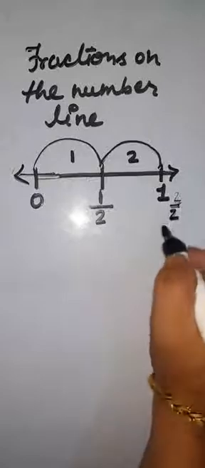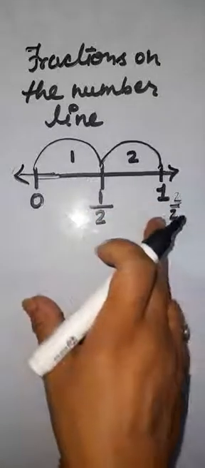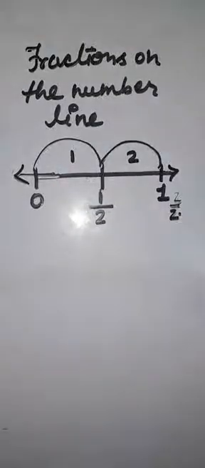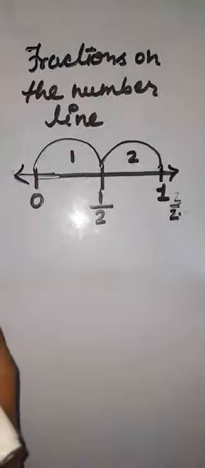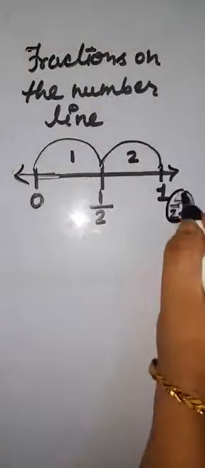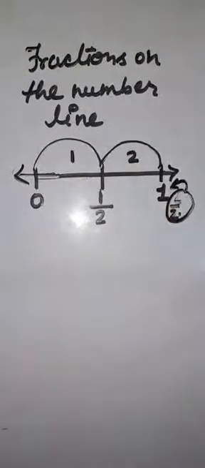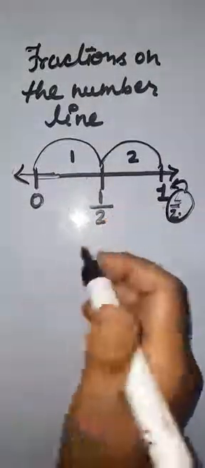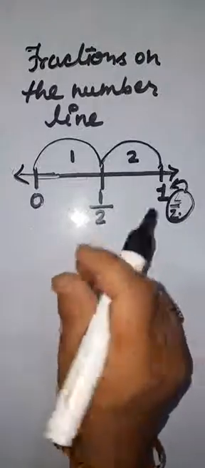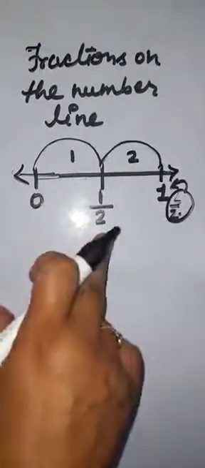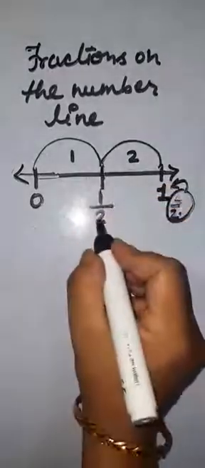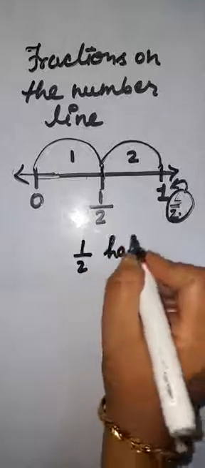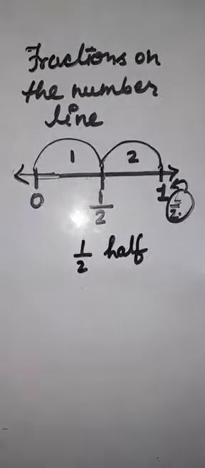And this 2 out of 2 becomes 1. Why? Because this is whole. And whole means whole. This represents the whole fraction. What I taught you earlier, whole is also known as 1. Right? Because I have divided the fraction into 2 equal parts. So the denominator will always be written as the number of equal parts. This is 2. So this half we will represent as 1 out of 2. And this is known as half. Okay.